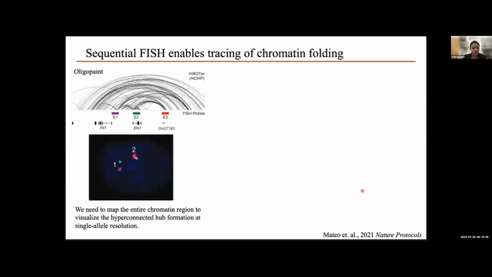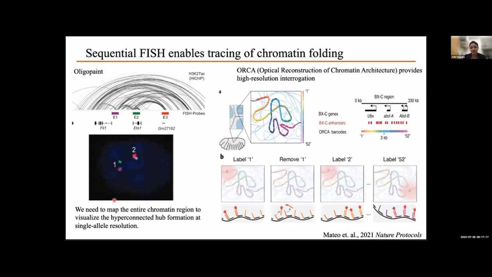Another limitation in our imaging experiments using Oligopaint was that we were limited to probing only 3 different regions in the locus, but we need to map the entire chromatin region to visualize the hyperconnected hub formation at single allele resolution. To overcome this limitation, we are currently using ORCA, or optical reconstruction of chromatin architecture, which sequentially probes the entire chromatin region to visually trace the chromatin folding pattern and hub formation within individual cells.